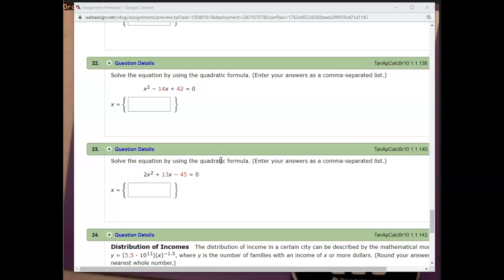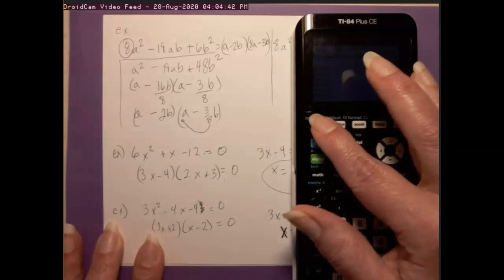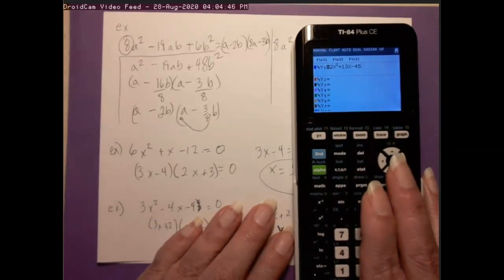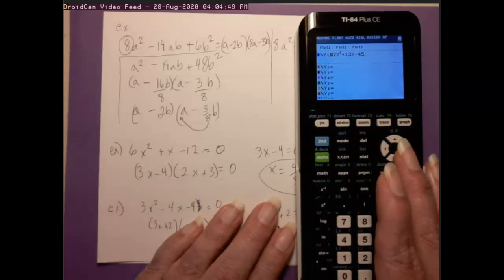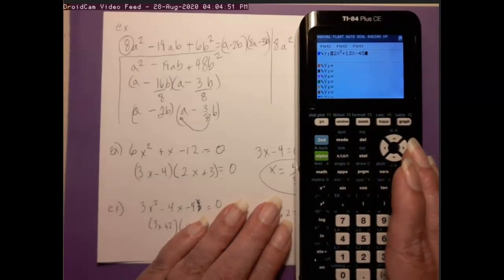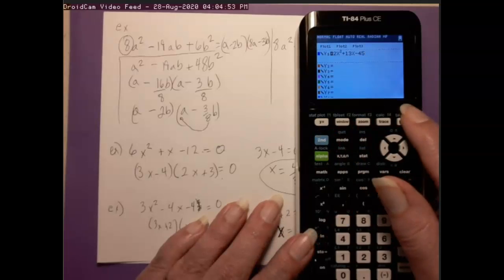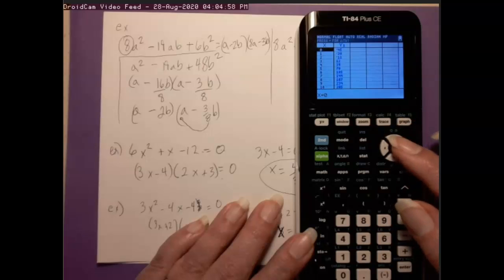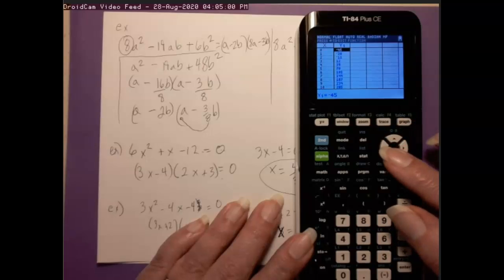But I do want to show you what this would look like on your calculator, so you could check to see whether or not you have the correct answers on your calculator. So I want to see if this is equal to 0. So go into my calculator, formula, y equals 2x squared plus 13x minus 45. Now there are several ways to check to see when this is equal to 0. So one way would be using the table. So I have the table set. If I use the table, I want to check to see when my y value is 0.